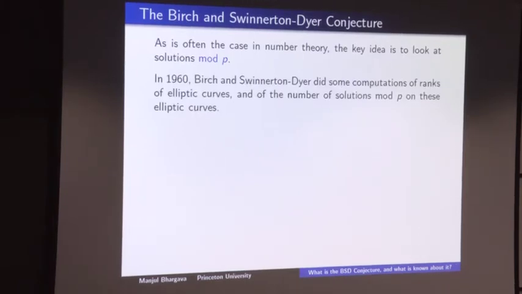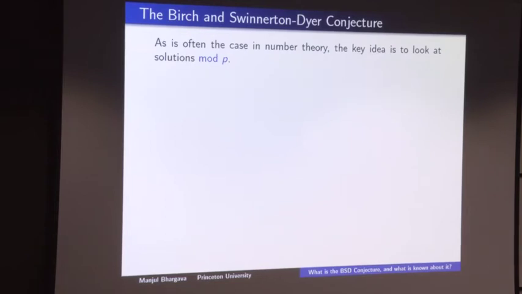So in the quadratic case, this is exactly how to decide whether a solution exists. That's the Hasse-Minkowski theorem: if your quadratic equation has solutions mod n for all n, then it has to have a solution. That's not true for cubic equations. So the Hasse-Minkowski theorem is not true for cubic equations.